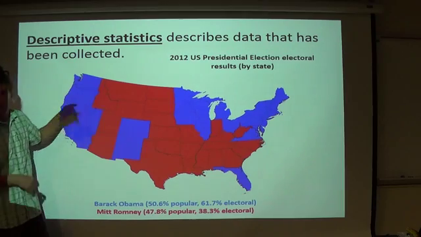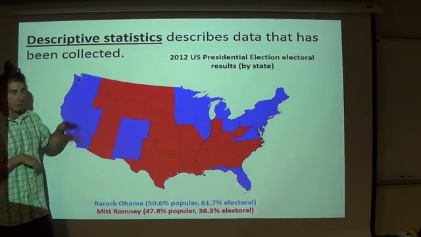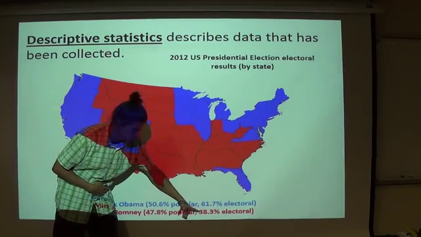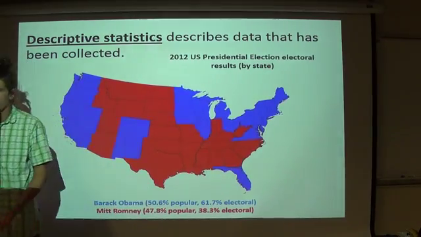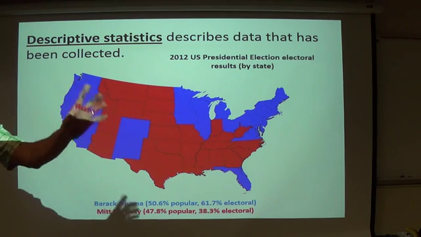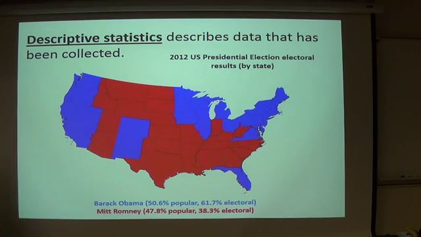If it's blue, Obama won the electoral votes. If it's red, that means Romney did. Now when you look at the electoral percentages, 61.7 to 38.3, Obama's a clear winner electorally. When you look at the colors on the map, not so clear, is it? No. Not very clear, right? Why? Population distribution. Electoral votes are based on population of a state, not size of the state.